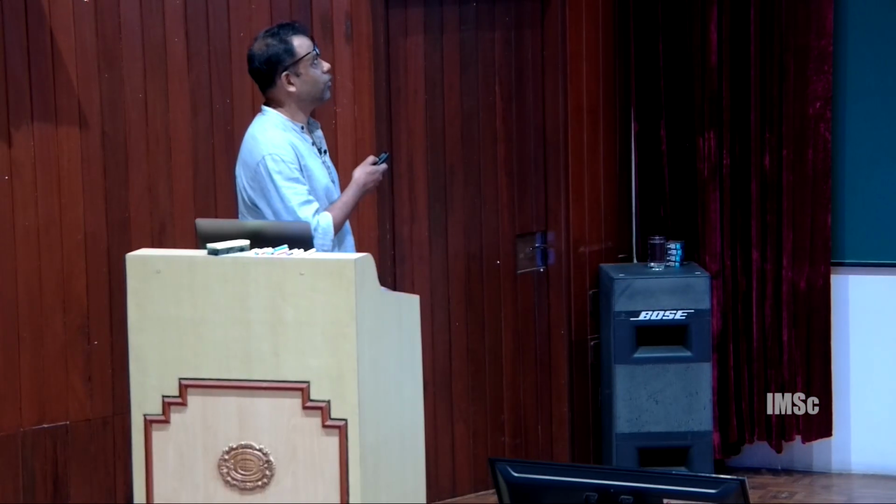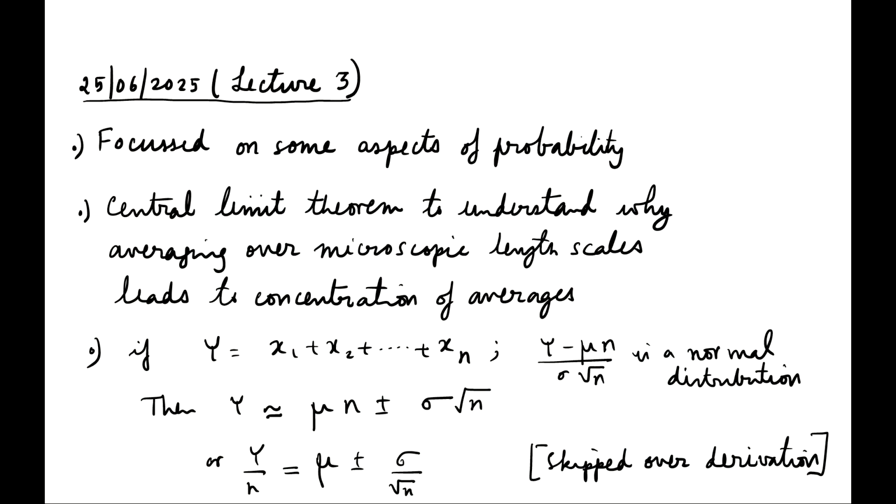Yesterday we focused on some aspects of probability. Specifically, we were asking that if you take n realizations of some random variable and add them together, can we say something about the sum? The way we went about it was that we first did a specific case of random walk where the probability distribution of the individual summand was either +1 or -1. Then we added them together, and we got a Gaussian.